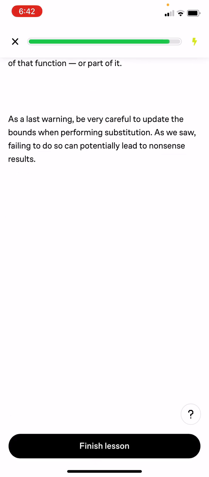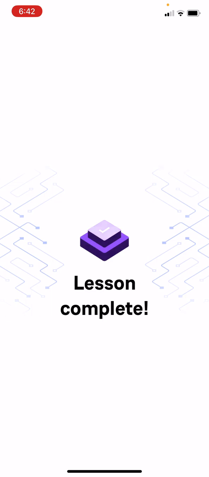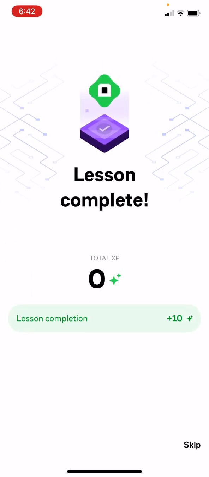So the last warning: be very careful to update the bounds when performing substitution. As we saw, failing to do so can potentially lead to nonsense results. And we finished that.